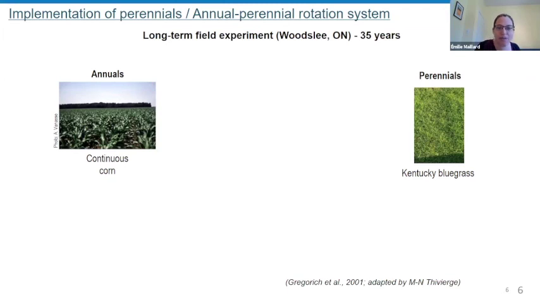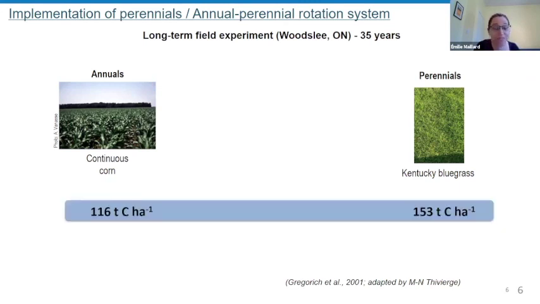After the implementation of perennials, we can expect increases of soil organic carbon in comparison to annual systems. Here are the results of a long-term field experiment in Ontario. And after 35 years, we observed higher carbon stocks in perennials in comparison to annuals. And it corresponded to an additional soil carbon storage rate of about 1 ton carbon per hectare and per year.